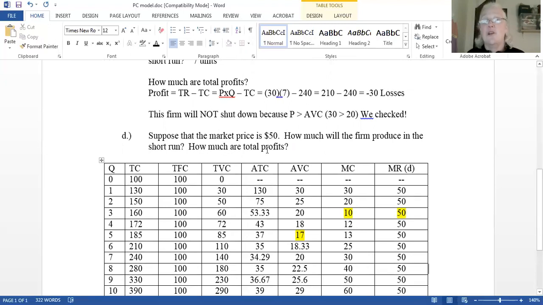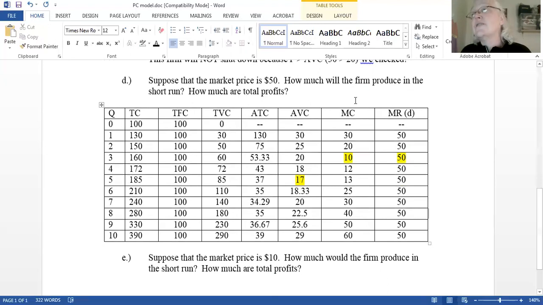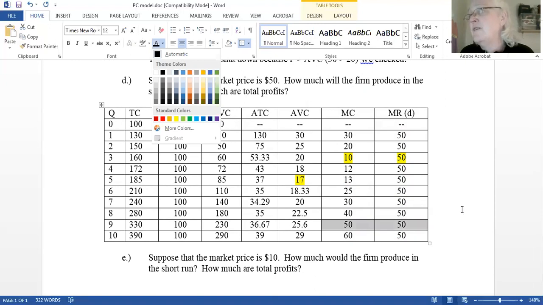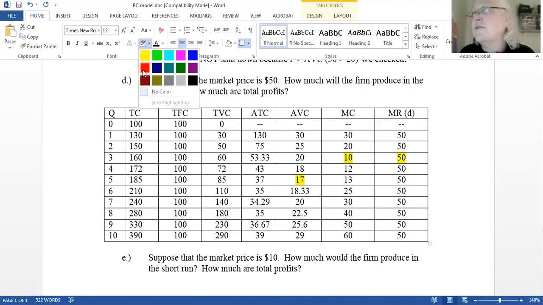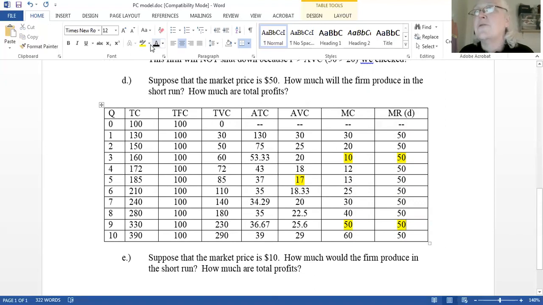Now let's figure out what our profits and losses are. We're going to do the same thing. We're going to look across MR and MC and find where they are equal. Right here is where they are equal. Okay, do we see it? Let me shade these. Oh, I don't want to do yellow. That's already been done.